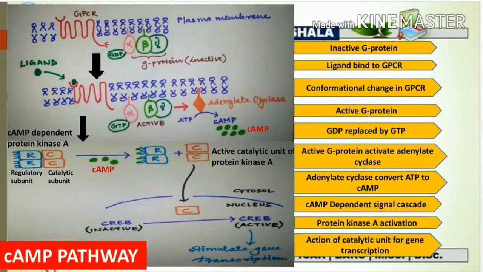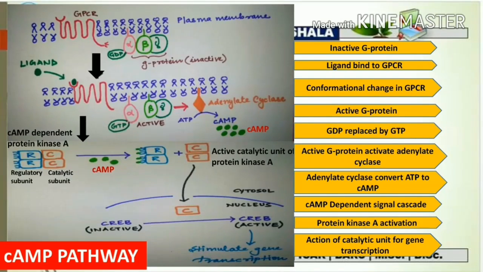Now let's talk about the function of each subunit. The regulatory subunit is used to regulate the function of protein kinase A. That means whether protein kinase A is going to activate or inactivate is going to be decided by the regulatory subunit. The catalytic subunit is used to catalyze the biological actions. Whenever the regulatory and the catalytic subunits remain attached to each other, the protein kinase A is mainly in an inactive form. So for activeness, the regulatory and catalytic subunits should detach or separate from each other.